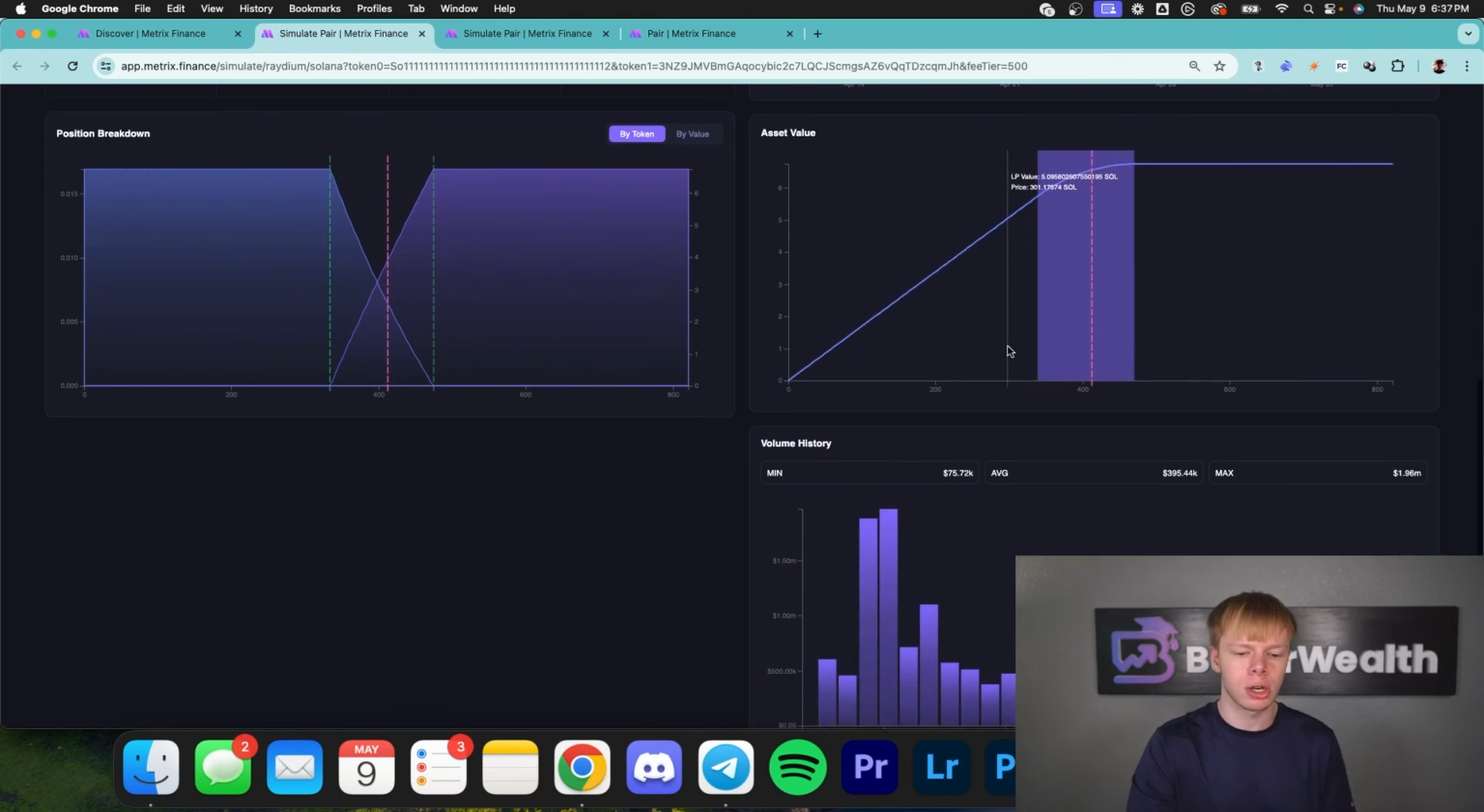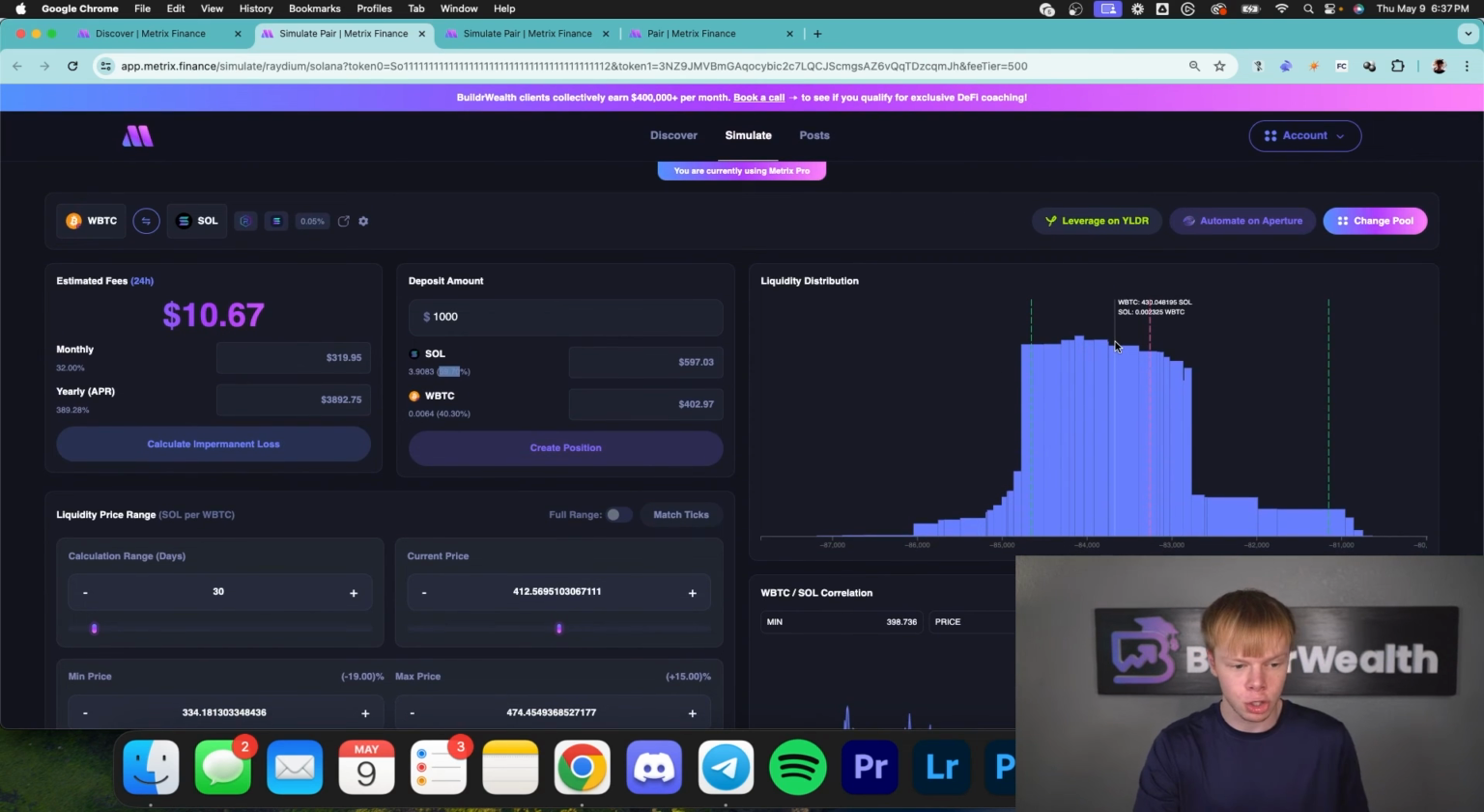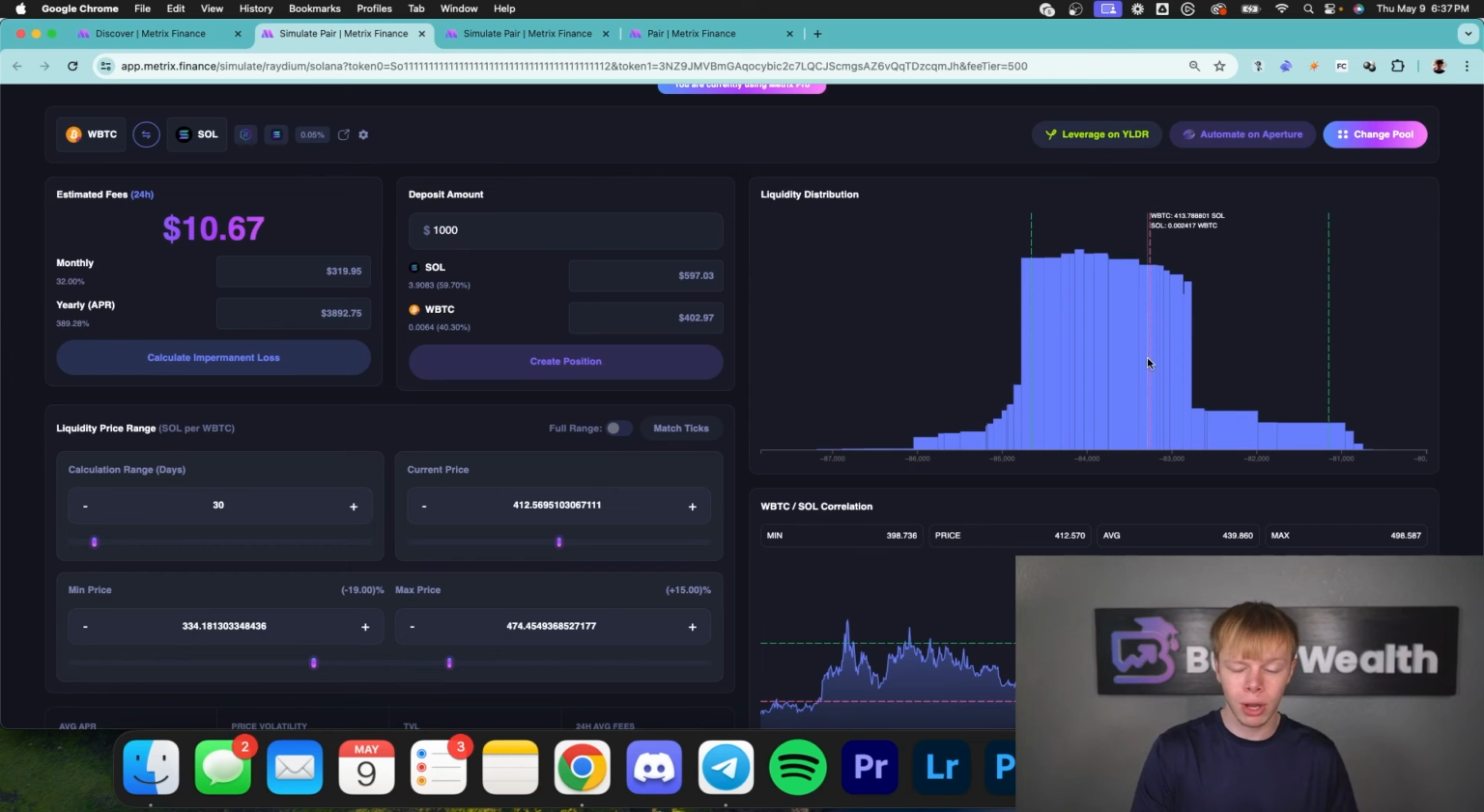And then from there, we can start to look at liquidity distribution as well as volume history to see the accurate return. Now, it looks like I'm at a pretty good point in liquidity distribution. There's a lot of liquidity right here. There's not as much over here, and there's not as much over here, which means this APR is going to be more accurate.